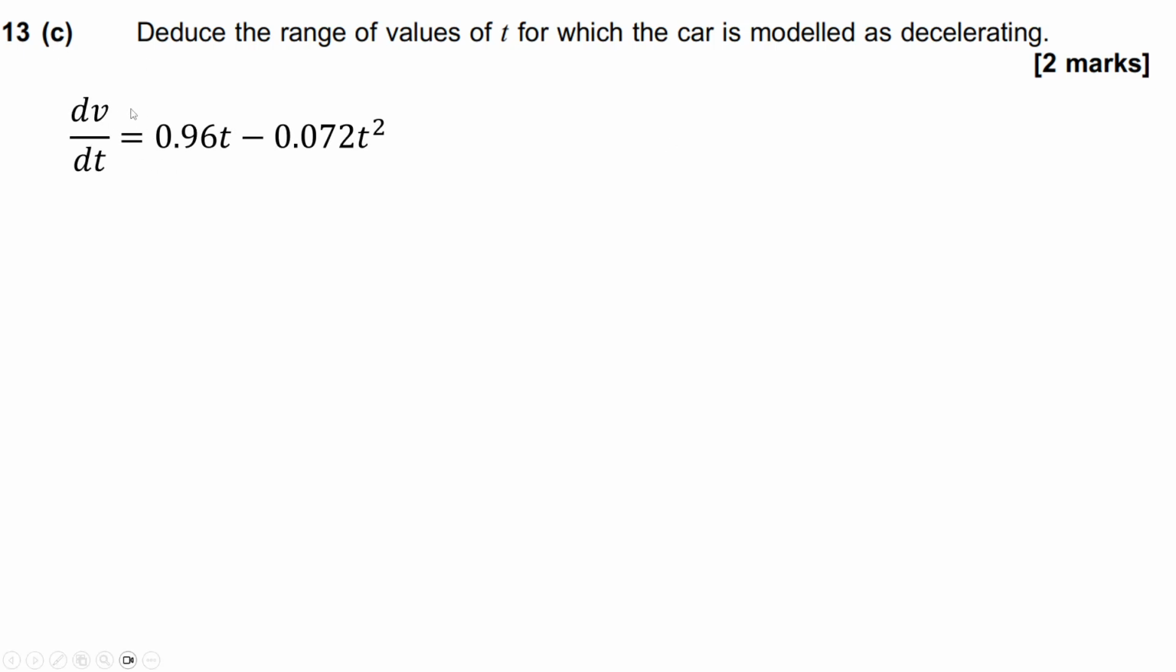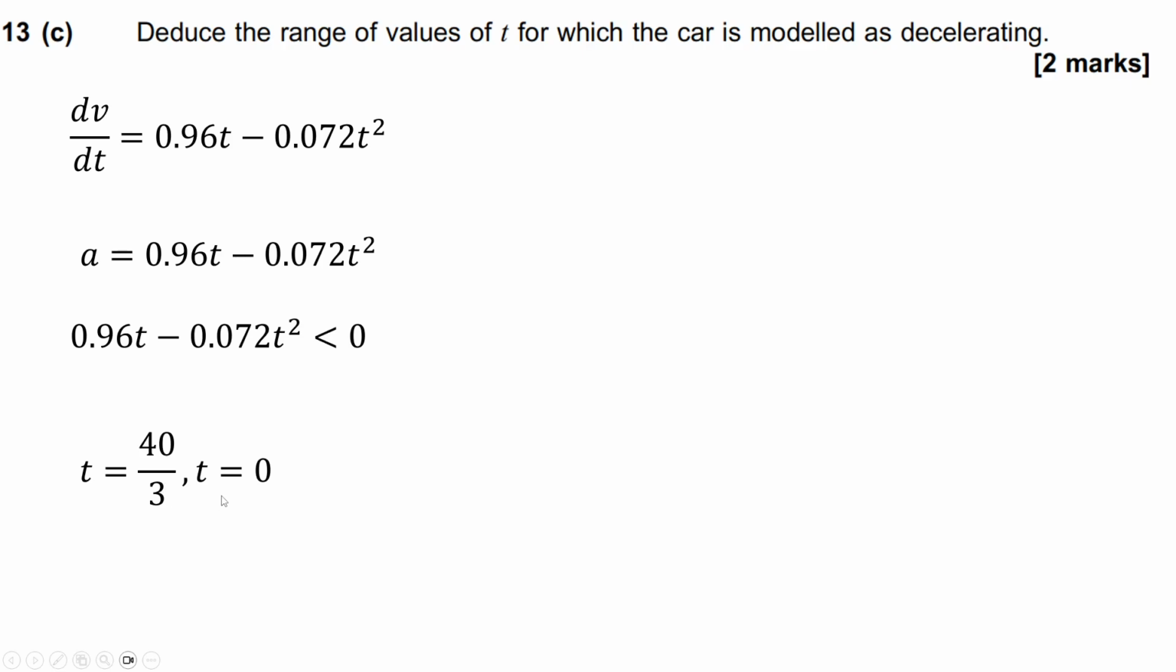So we got the first differential as this, okay, and this is acceleration, so we want this to be less than 0 because it's decelerating. If you solve this, you'll get t is 40/3 or t equals 0. We said that it's not going to be t equals 0 anyways, but be careful, don't say it's between 40/3 and 0, because this says less than 0.